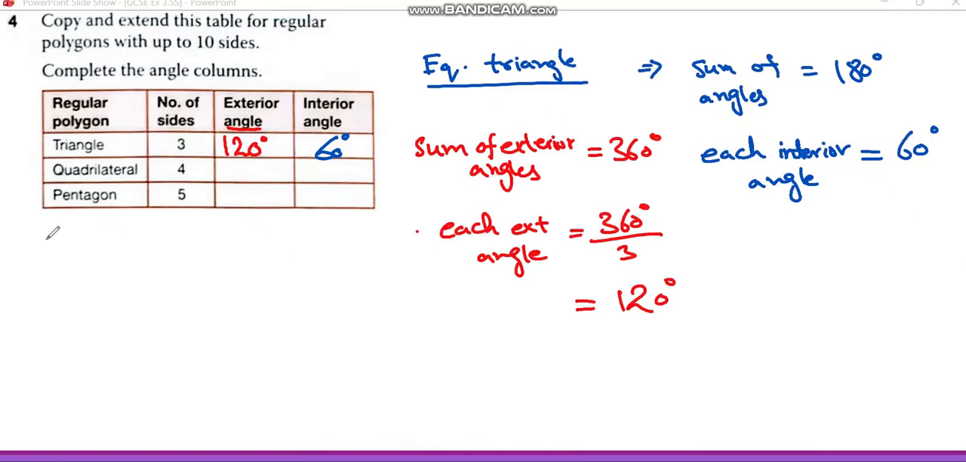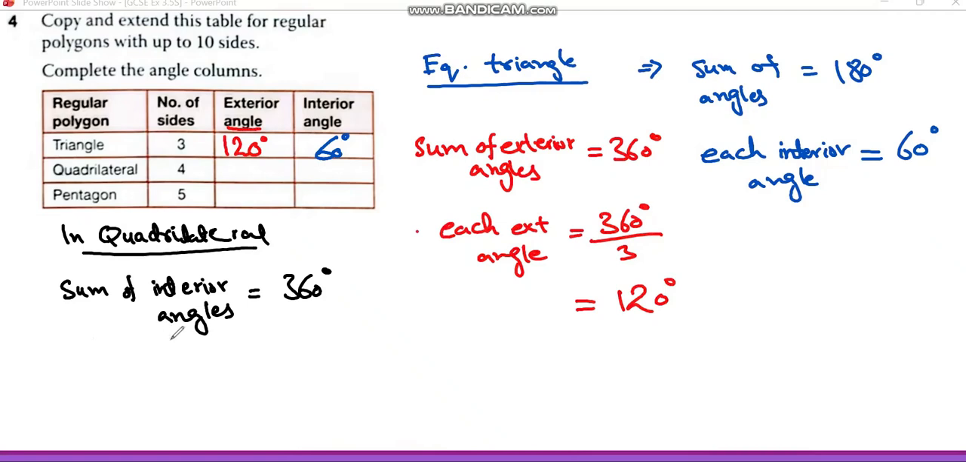Now we need to work out for the quadrilateral, and it has 4 sides. The sum of all interior angles in the quadrilateral should be 360 degrees. All the angles are equal in size because it's a regular quadrilateral. So we can divide 360 by 4 to get the size of each angle. So each interior angle will be 360 by 4, and it will be 90 degrees.